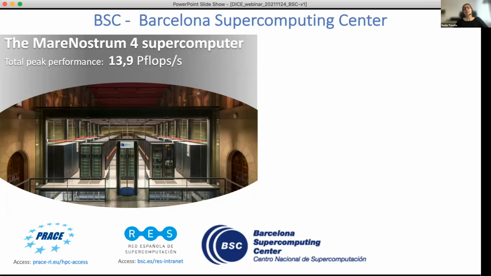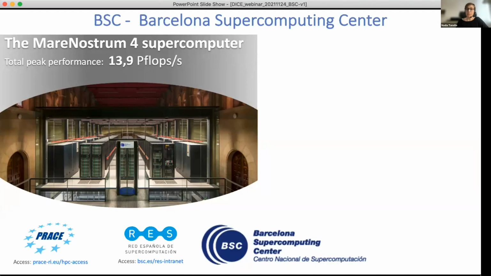So as the name indicates, the Barcelona Supercomputing Center is mainly offering supercomputing services through open calls with PRACE, but also nationally with the Spanish supercomputing network. It is worth mentioning that it is not just a supercomputing center, it is also a research center. We have 4 research departments in computer science, life science, earth science, and engineering applications.